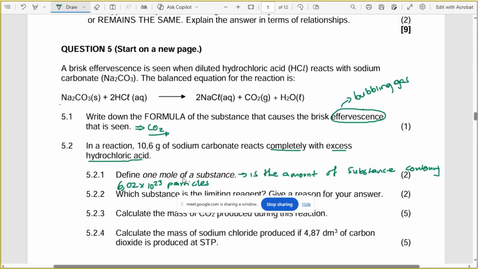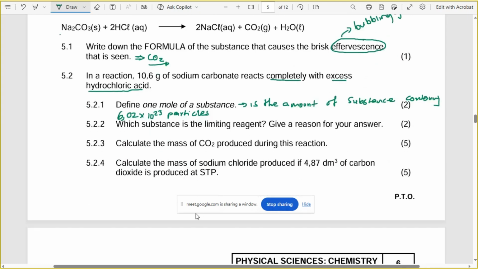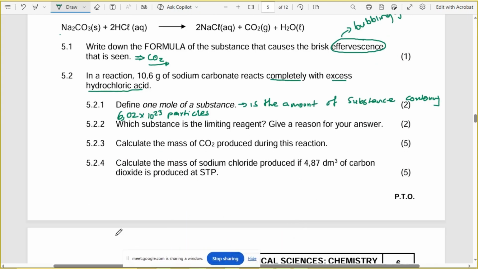Right. Some say the amount of substance has the same number of particles as there are atoms in, let's say, 12 grams of carbon, something like that. But it's fine. You can just take the definition from your exam guideline.